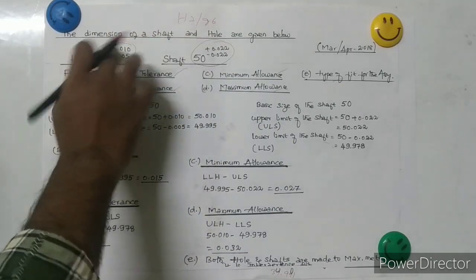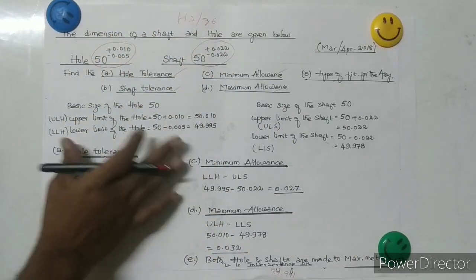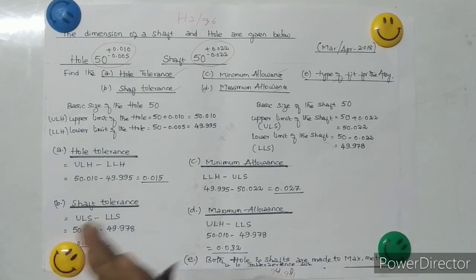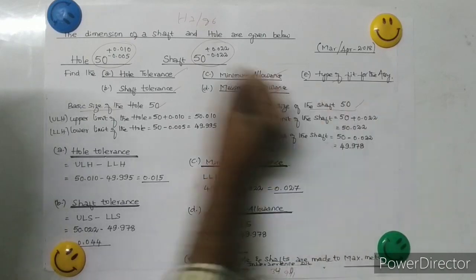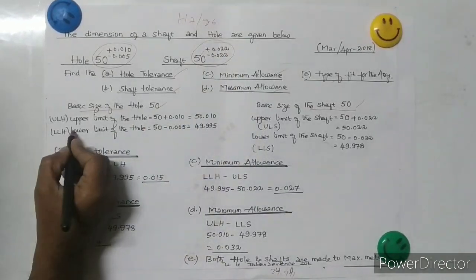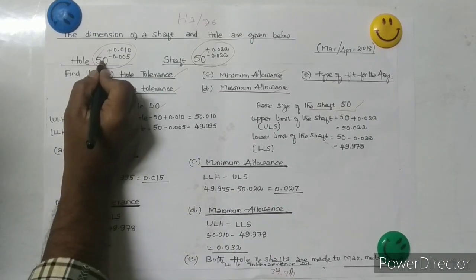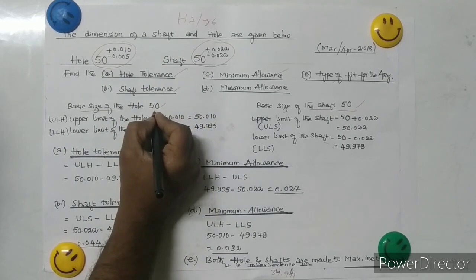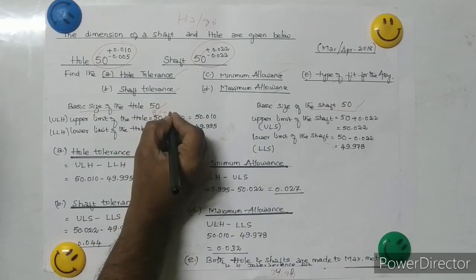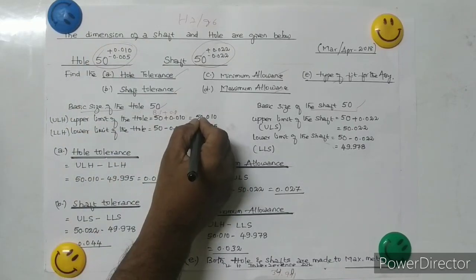So here you need not see the table and all, it is readily available. Based on our basics, we can decide. So now the basic size of the hole is 50. The basic size of the shaft is 50. Now the upper limit of the hole is what? The upper limit of the hole is 50 plus upper deviation, that is 0.010. Basic size plus upper deviation is 50.010.